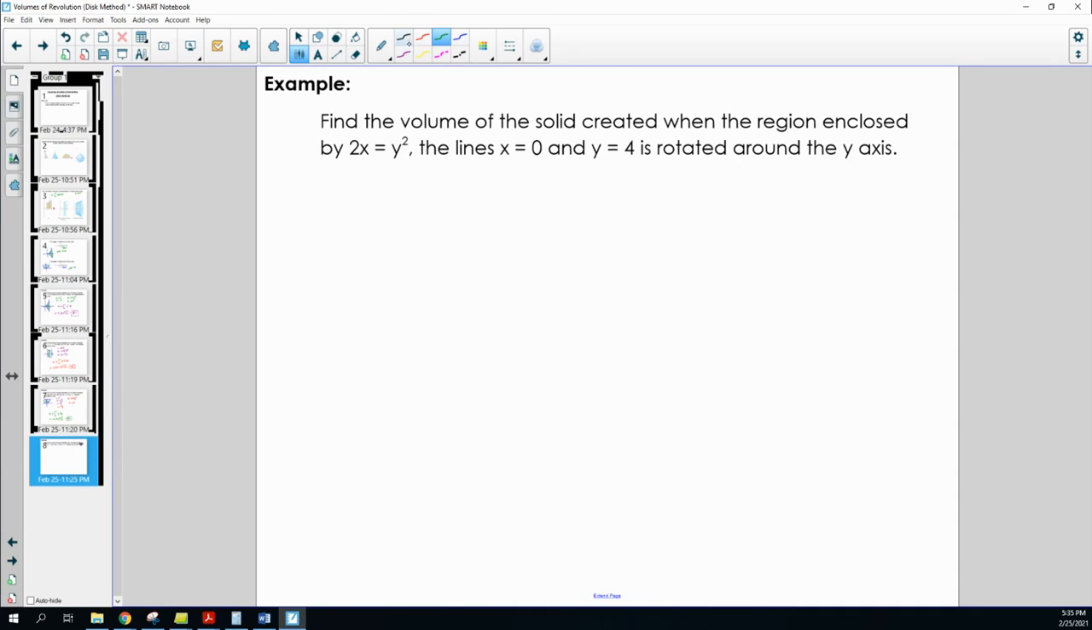Okay, and let's look at one more example. Find the volume of the solid created when the region enclosed by 2x equals y squared, the lines x equals 0 and y equals 4 is rotated around the y-axis.